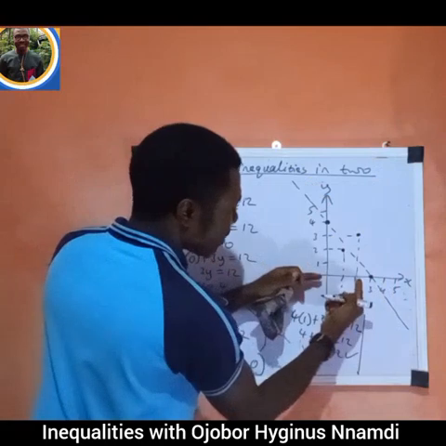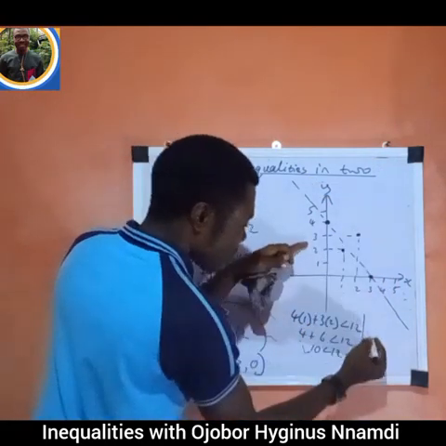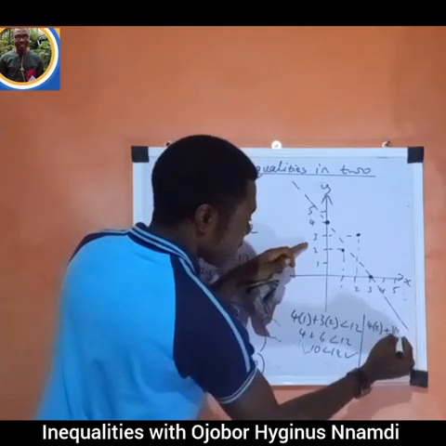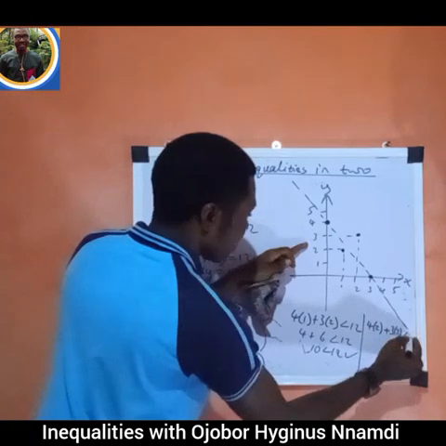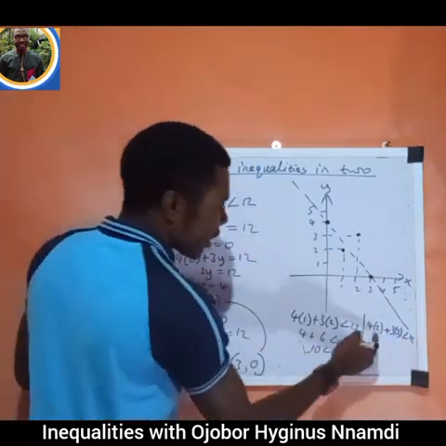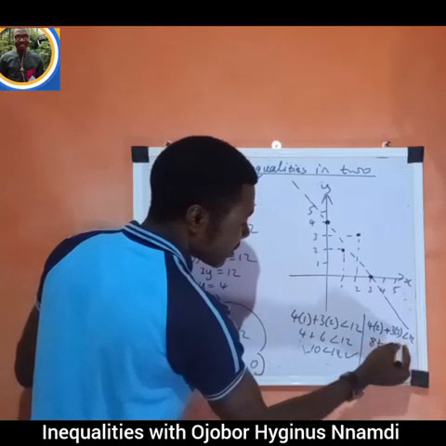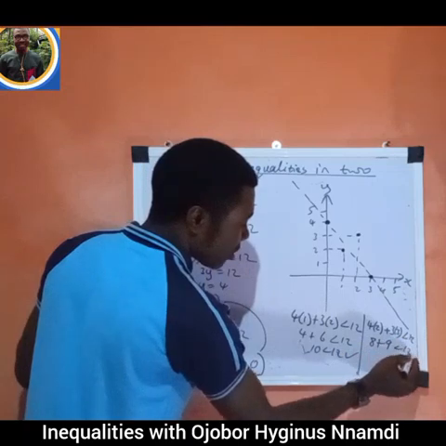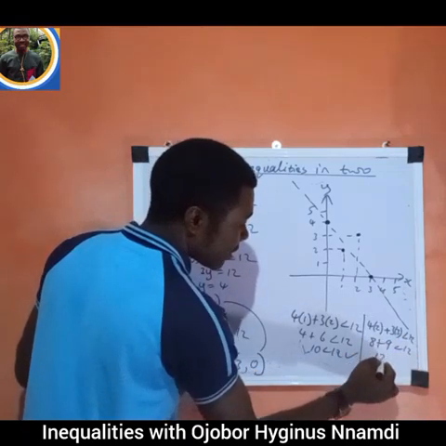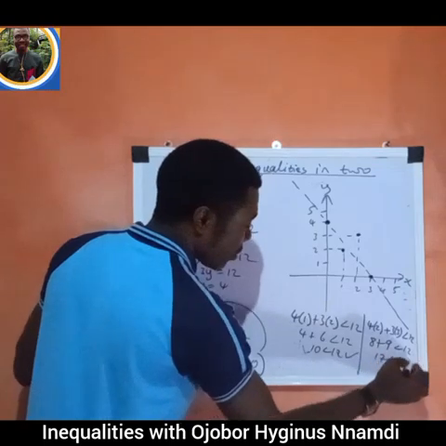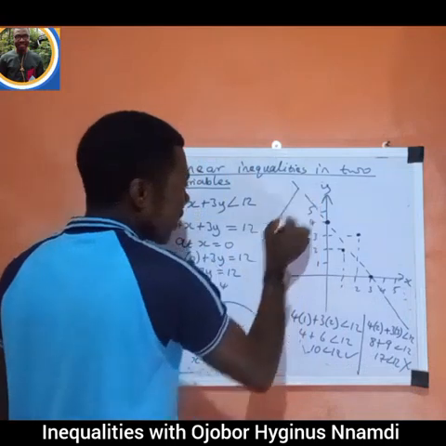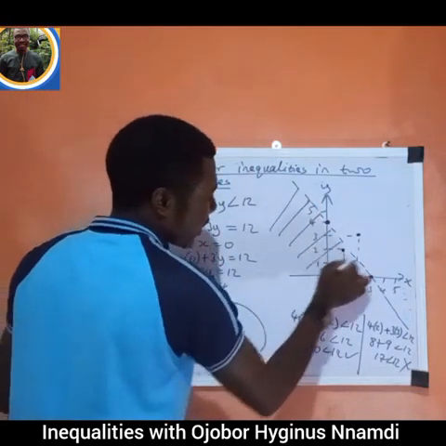So at x equals 2, y is 3. So we substitute 4 times 2 plus 3 times 3. Is it less than 12? Okay, 4 times 2 is 8. 3 times 3 is 9. 8 plus 9, is it less than 12? 8 plus 9 is 17. Is it less than 12? No, 17 is not less than 12. So this region is wrong. So this is where we will shade this time around.